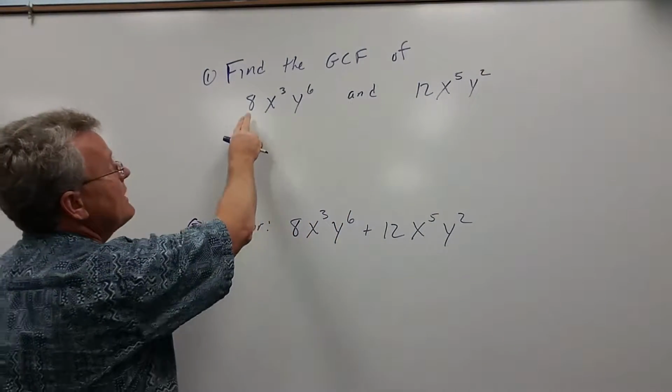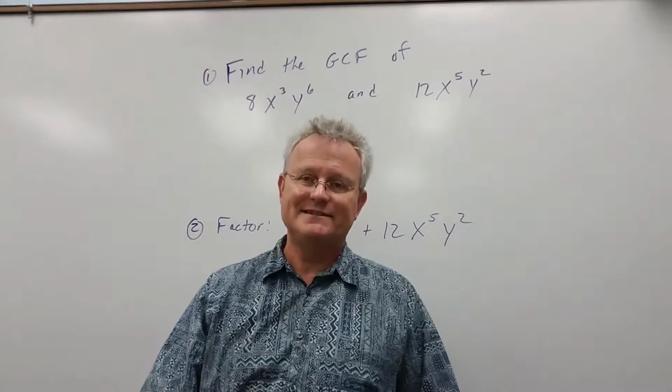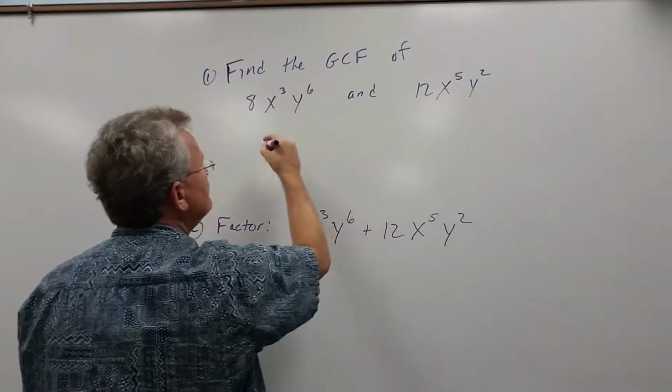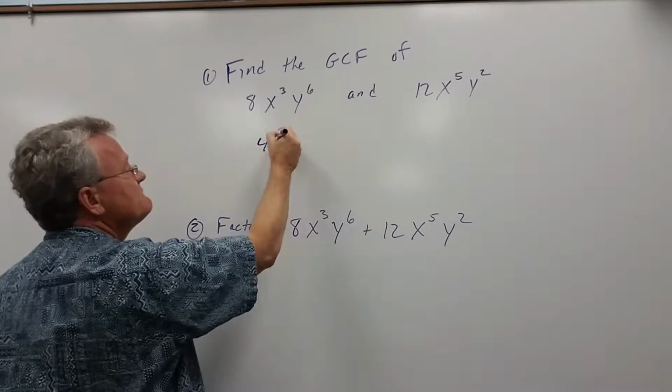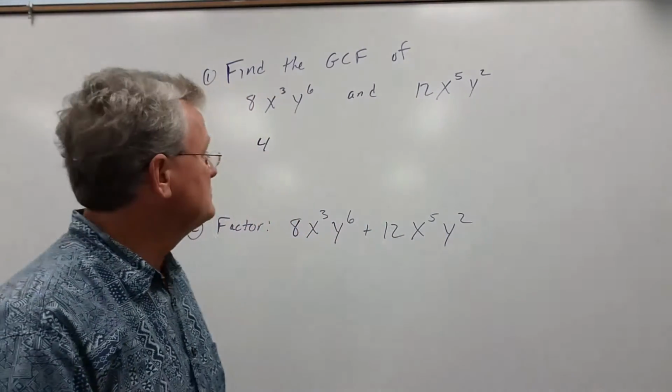So to find the greatest common factor, the greatest, it's the biggest number that divides into 8 and 12 evenly. And that number is 4. 4 goes into 8 evenly and 4 goes into 12.